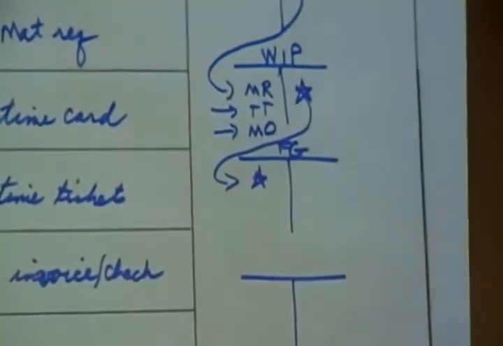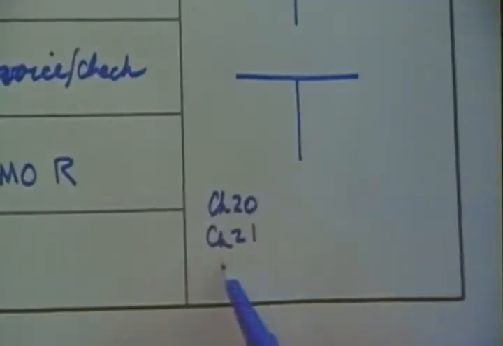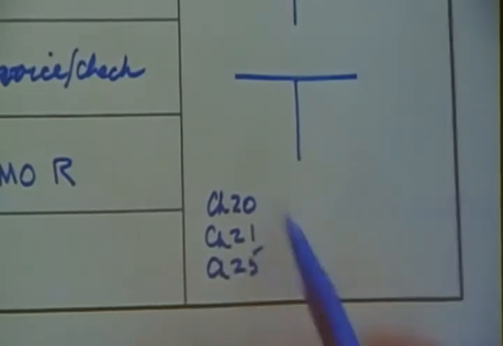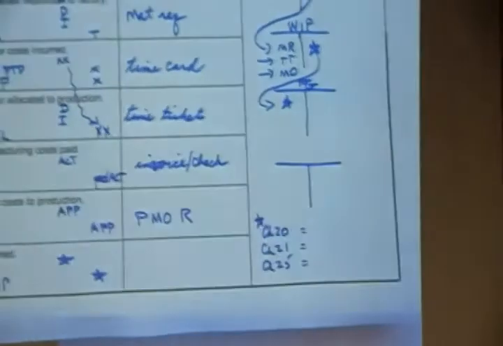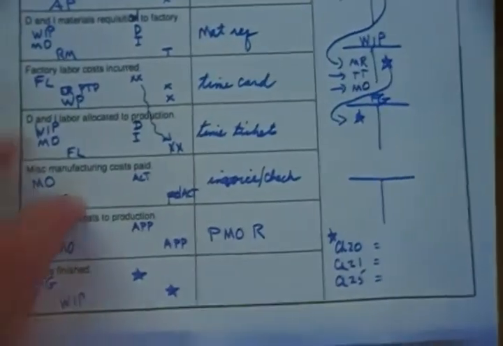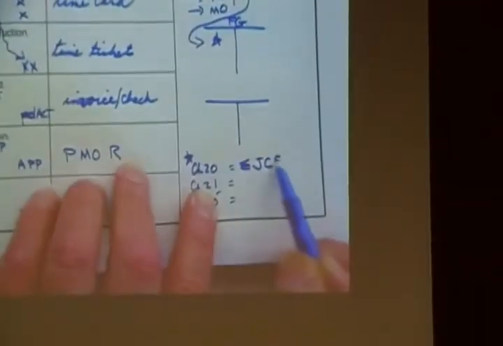is the distinguishing feature between these three chapters. Chapter 20, job order, Chapter 21, process, and Chapter 25 have a lot in common. There are at least two things that differentiate. The major one is, how do you find the cost of finished goods? In Chapter 21, you sum the cost on the job cost sheets.